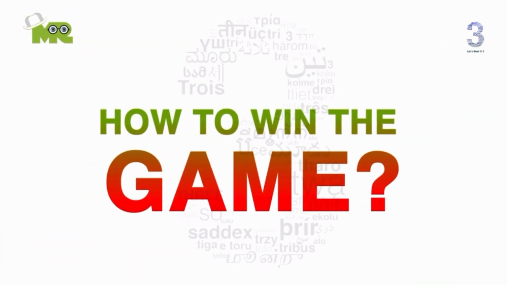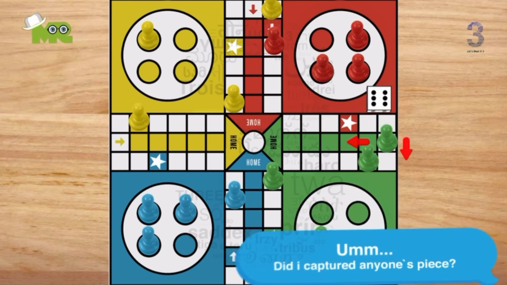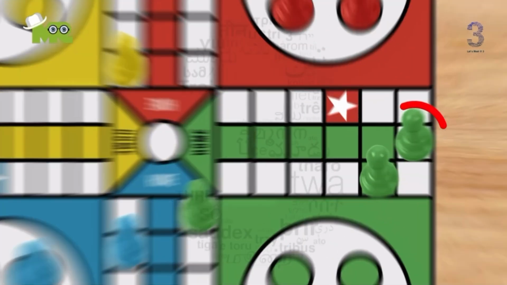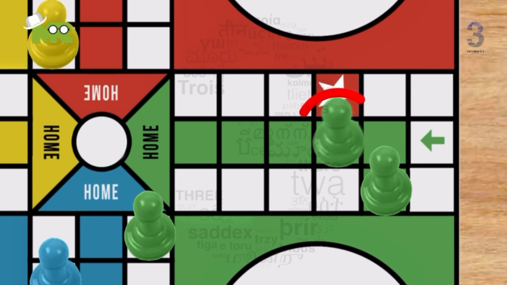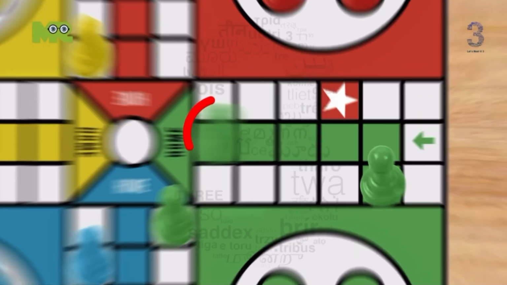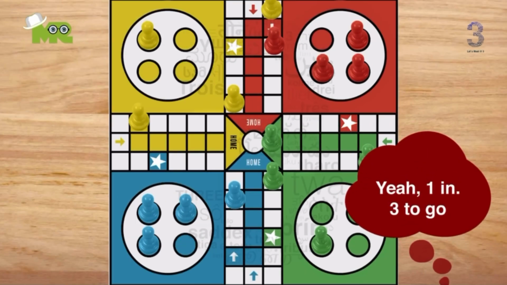How to win the game. A player cannot move their first piece into the home column unless they have captured at least one piece of any of the opponents. When a player's piece has reached the home column of its own color, the piece continues its moves towards the center to its home triangle. When a player's die roll lands its piece on the home base, that piece has completed its journey.